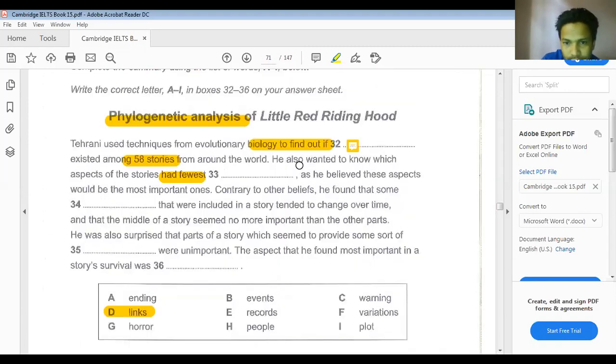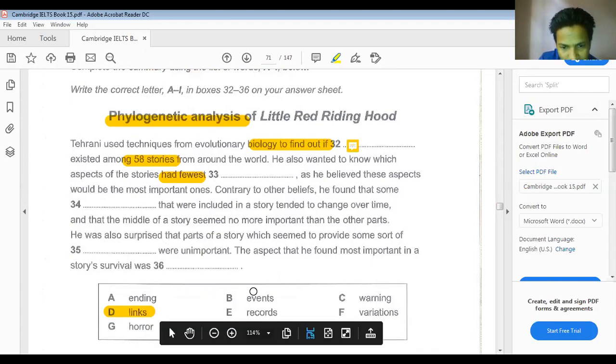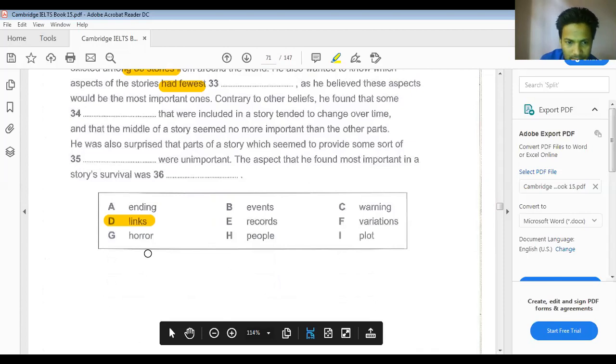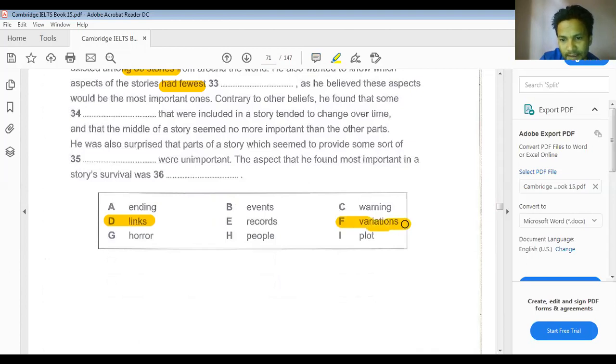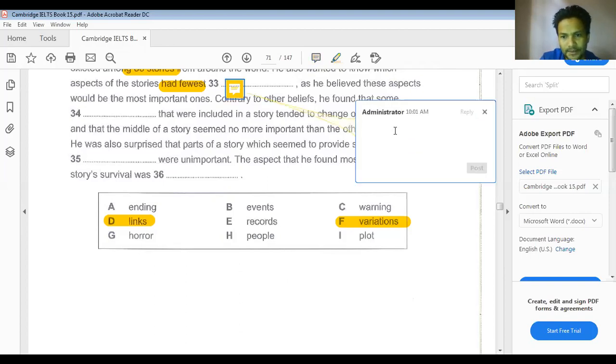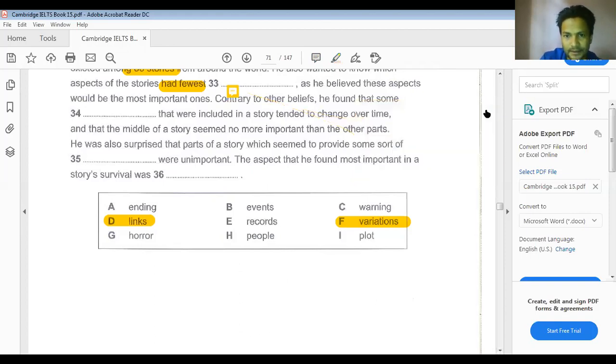Okay. He also wanted to know which aspect of the story had the fewest variations. Yes, because what happens in the story is the main thing, then the character. It gives the same meaning here, and we need to really understand and negotiate the answers. These questions are very tough. Even the examiners get one or two mistakes. Let's see.